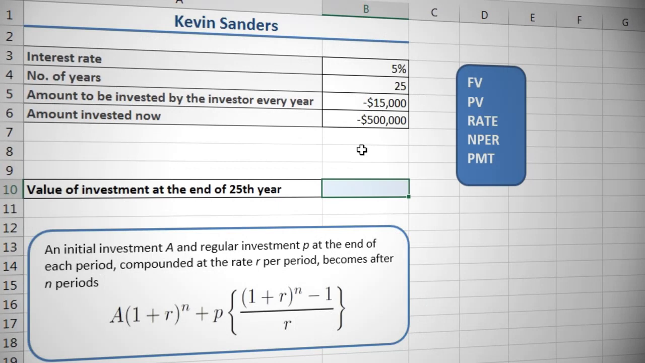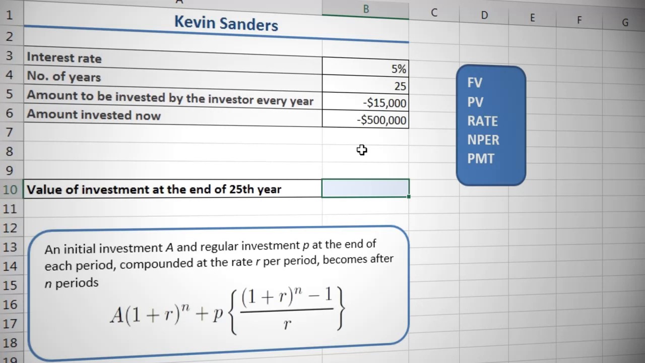Any money flowing away from you, so in this case when I invest the $500,000, I'm putting that in the bank or into shares, so that money is going away from me. That shows as a negative. Any money coming to you shows as a positive.